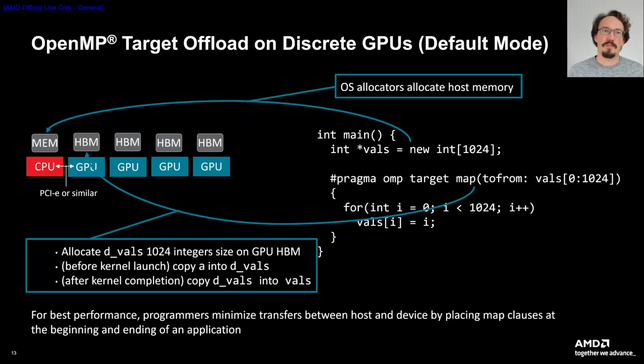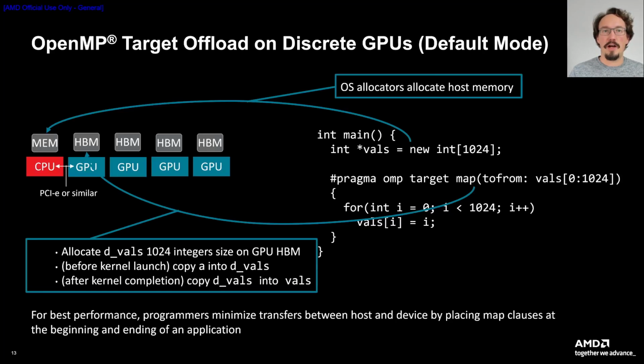For the best performance, programmers minimize transfers between host and device by placing map clauses at the beginning and ending of an application. As you can imagine, coming up with the best placement of these map clauses can be quite challenging. It can also become quite tedious for kernels that require a lot of different data to write the long lists of map clauses. Wouldn't it be great if the runtime could just take care of all of this? Thankfully, the OpenMP standard defines a feature that enables exactly this.